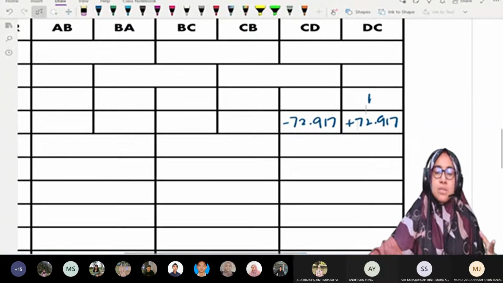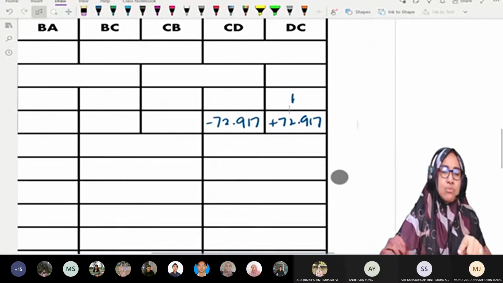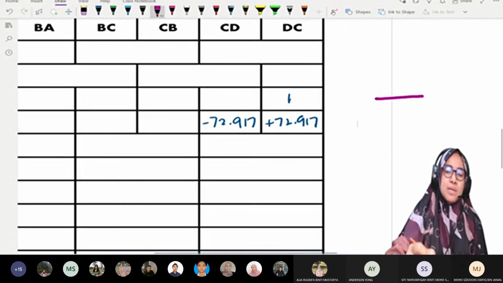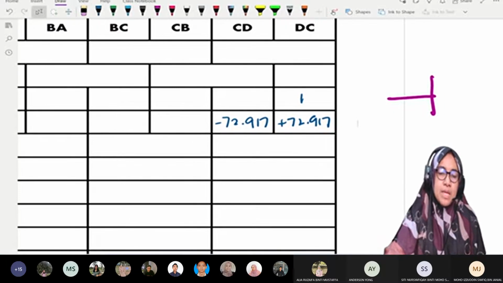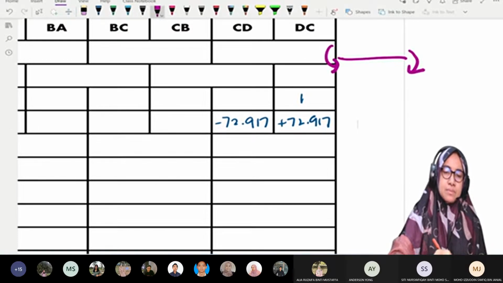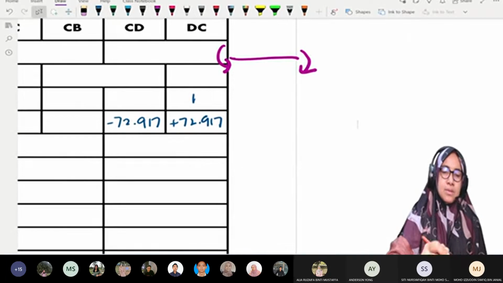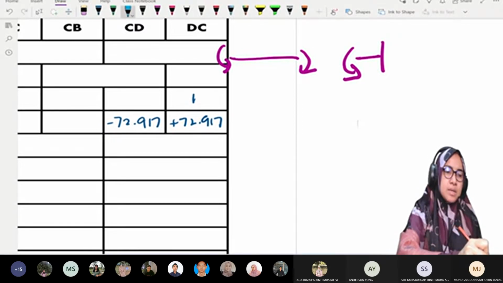Okay, if we use this, remember that condition dia yang hujung ni, dia macam ni. And the moment tu, the moment is 72.917 ni, dia kat sini. Dia punya moment dekat sini. So yang kita nak distribute apa? Yang ni. Yang kita distribute is this one.